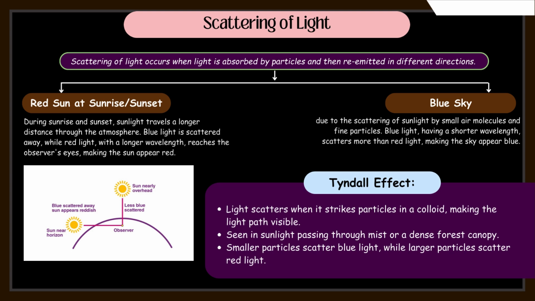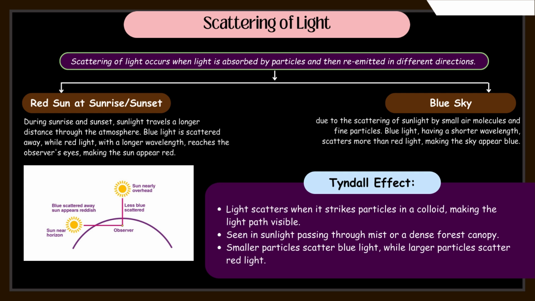Now let's move to another question. Why is the sun red during sunrise and sunset? During sunrise and sunset, sunlight has to travel a longer distance through the atmosphere to reach us. Along the way, most of the blue and violet light gets scattered away, and only the red and orange light, which has a longer wavelength, is able to reach our eyes. This makes the sun look red or orange during those times.